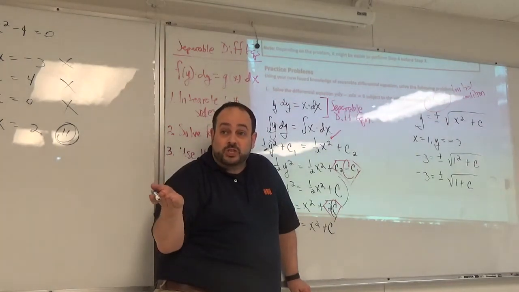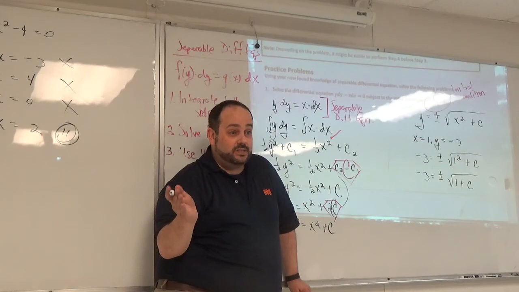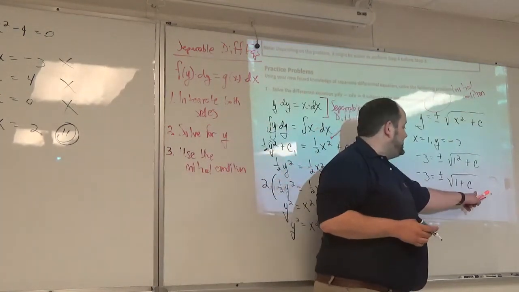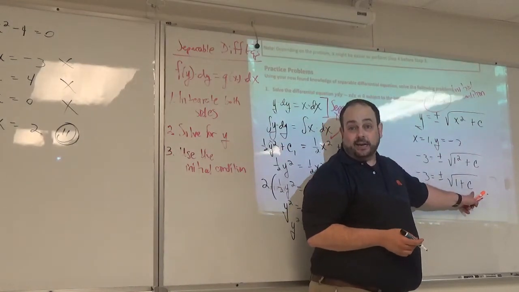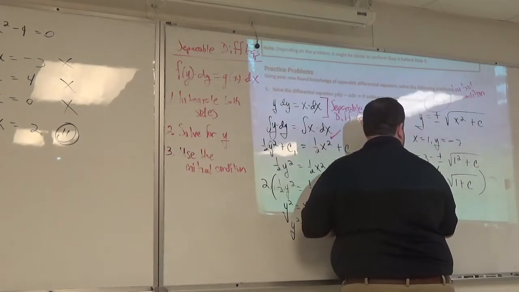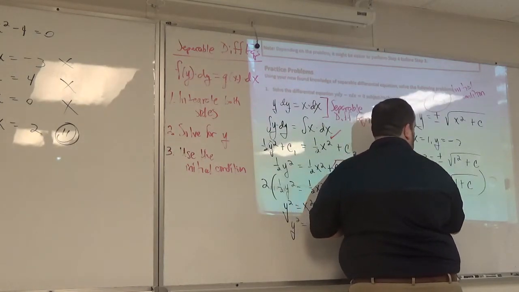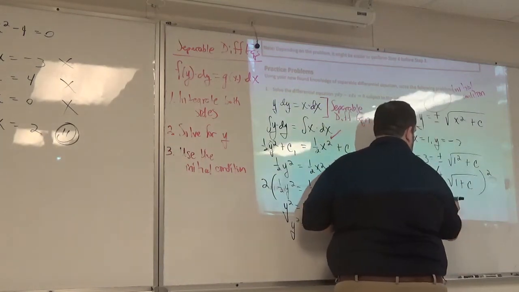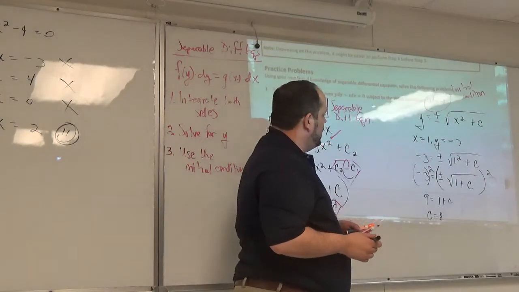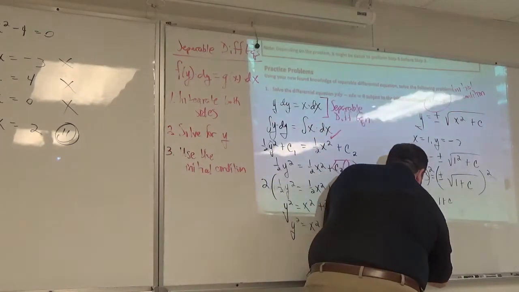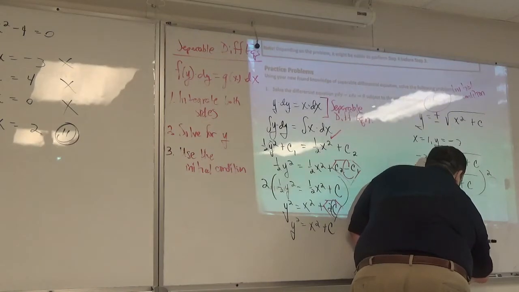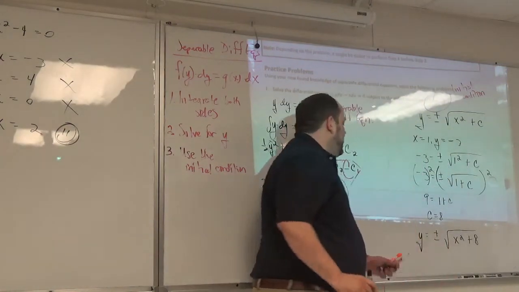Some of you, maybe you just know it, you look at it and you know the answer. If you don't know what c is, then use the algebra skills again. Square both sides. So 9 equals plus or minus the square root of 1 plus c, squared. If I square that, I get 1 plus c. So c is going to be 8. Your final answer is going to be y equals plus or minus the square root of x squared plus 8.